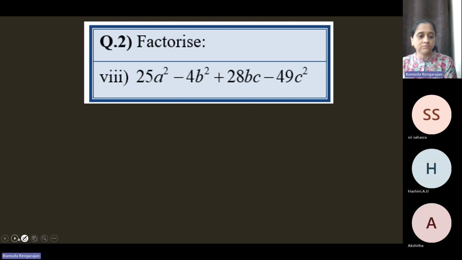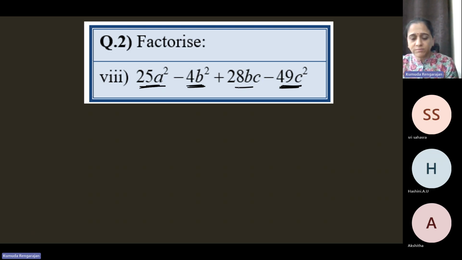So here you can see we have three perfect squares. Can you see? 25a squared is a perfect square. This one is a perfect square. This one is also a perfect square. This is 5a into 5a. This is 2b into 2b. And this is 7c into 7c. Correct? Okay. We have three perfect squares.